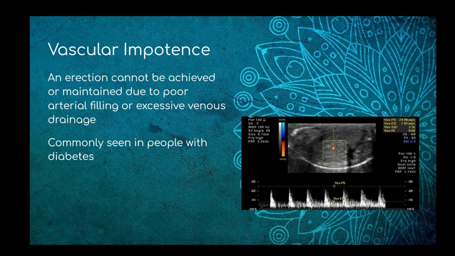Vascular impotence is commonly seen with people that have diabetes. Diabetes, if you recall, causes small plaques within the small vessels. And so these are very small vessels. It makes sense that they can be easily occluded by plaque.